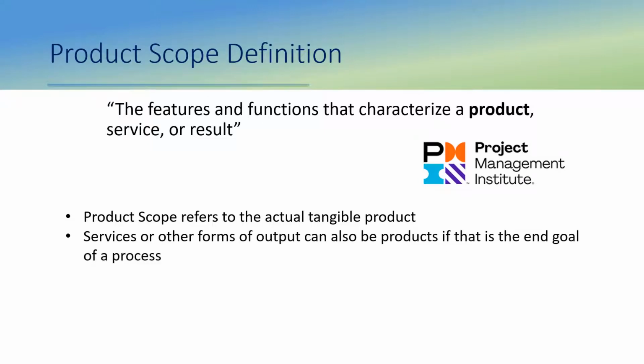Services or other forms of output can also be products as long as the production is the end goal of a process. In the case of a service, product scope focuses on the actual tasks and responsibilities of the personnel delivering the service. What is project scope?